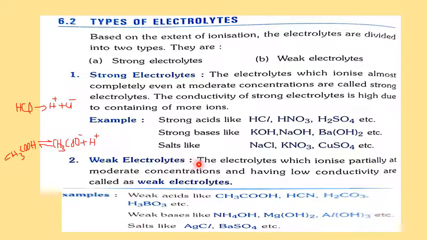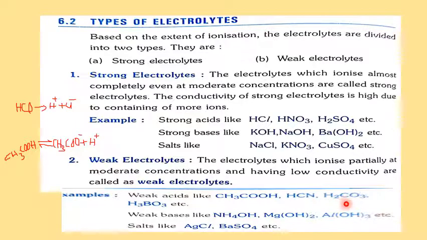Okay, listen. The electrolytes which ionize or dissociate partially at moderate concentrations and having low conductivity due to less number of ions are called as weak electrolytes. Examples, weak acids like CH3COOH dissociate into CH3COO minus, H plus. Next, HCN, this is also weak electrolyte, dissociates into H plus, CN minus.